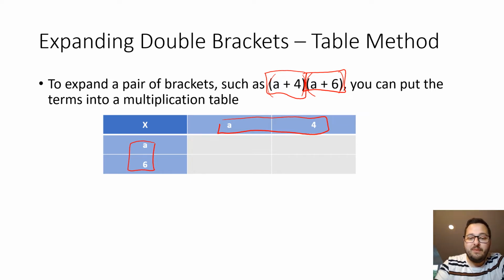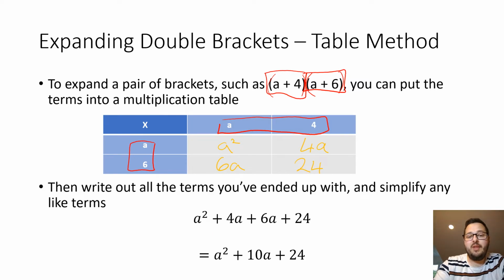And what we can do is fill out the table by multiplying what's in it. So a times a is going to be a squared. A times 4 is 4a. 6 times a is 6a. And 6 times 4 is 24. So you can fill your table out like that.